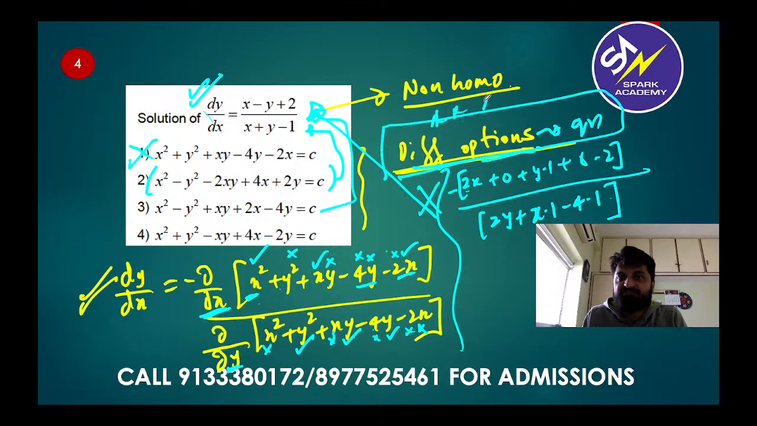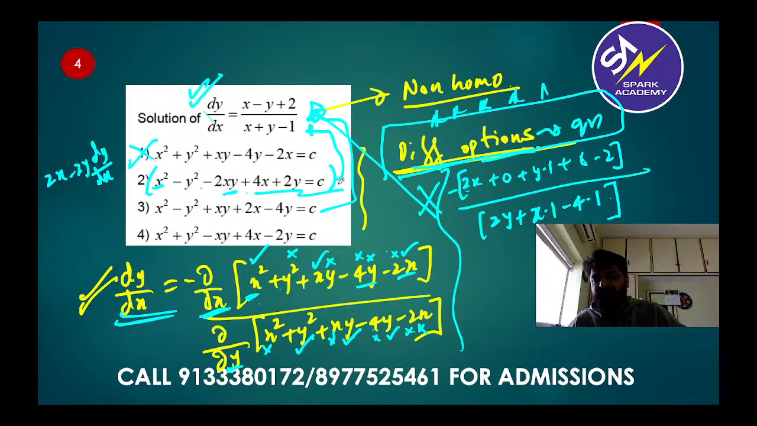You can use any method. I have used the partial differentiation method. You can use the direct method also. How do you do the direct method? Derivative of x square is 2x. Derivative of y square is 2y dy by dx. Derivative of 2xy, you can use the UV rule. Like that, separate dy by dx, take it to the other side and solve.